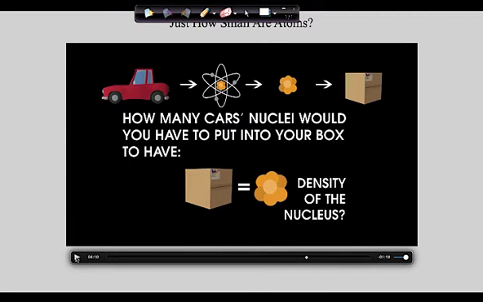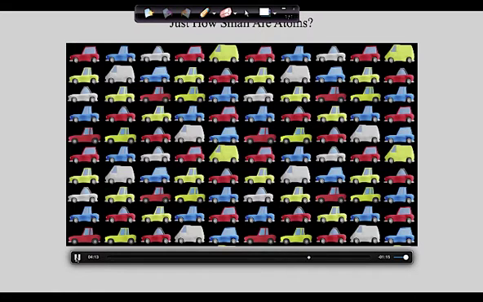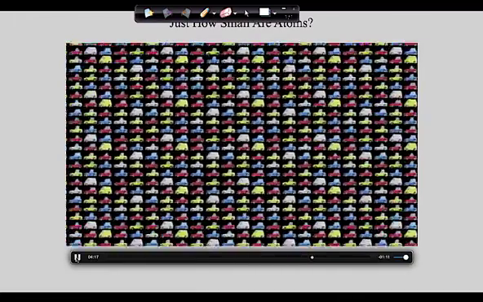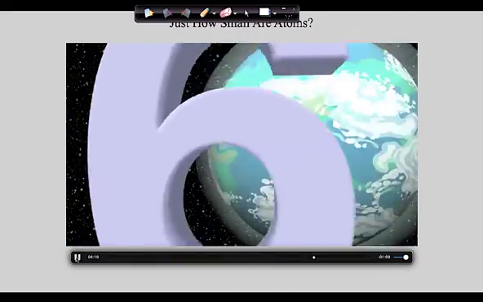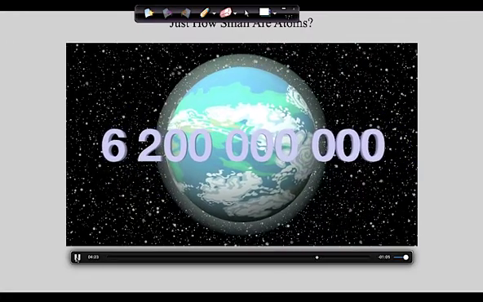Got it? So if we wanted the matter in that box to have the same density as an atomic nucleus, what would we have to put in the box? Is it 1 car? 2? How about 100? Nope, nope, and nope. The answer is much bigger. It is 6.2 billion. That is almost equal to the number of people in the Earth.